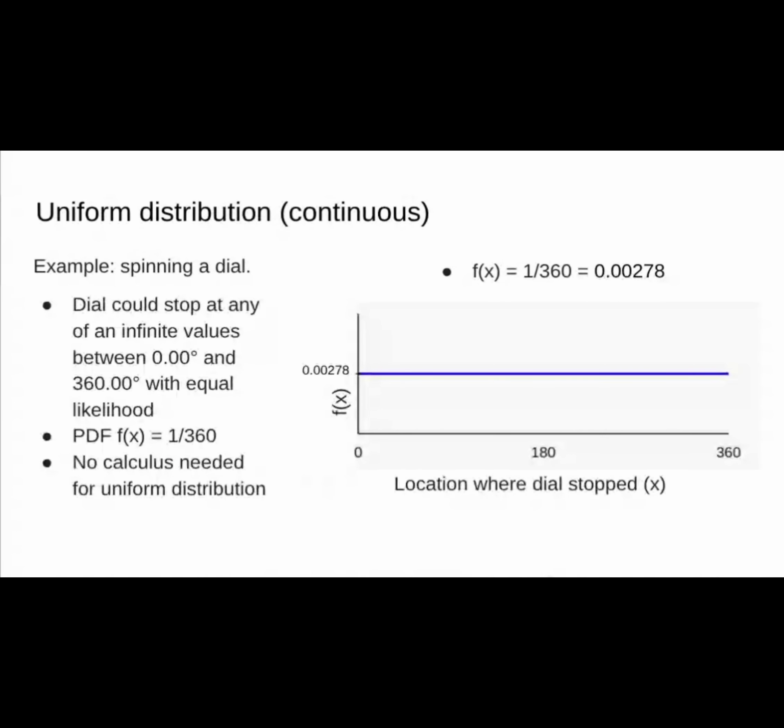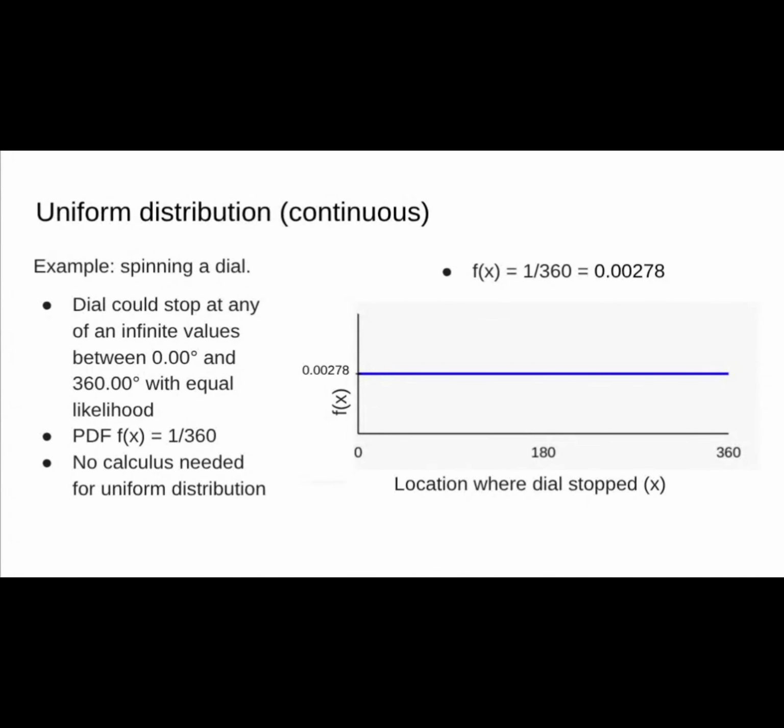Let's look at an actual real-world example of a continuous probability distribution. Let's say you spin a dial, and the dial could stop at any of infinite values between 0 and 360 degrees with equal likelihood. Because every possible outcome of infinite possible outcomes has equal probability, you end up with a PDF that's just a constant function. It's equal to f of x equals 1 over 360, which is equal to 0.00278. So the graph of the PDF is just a straight line at the height of 0.00278.